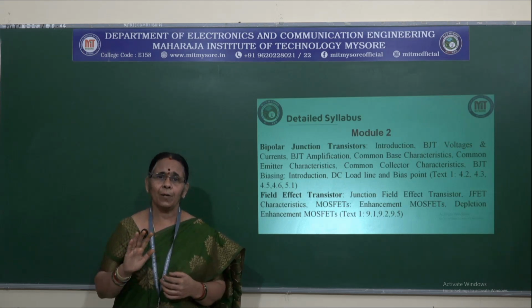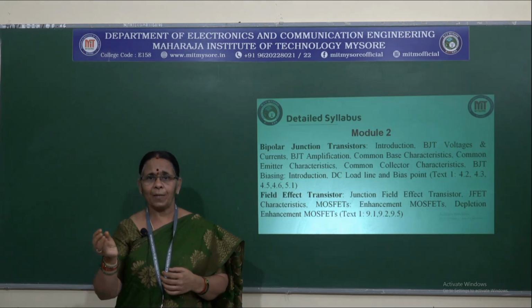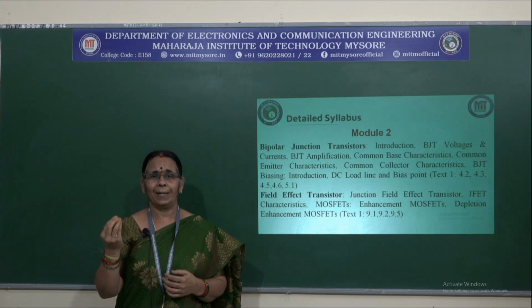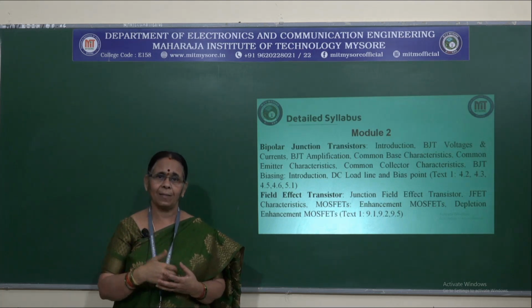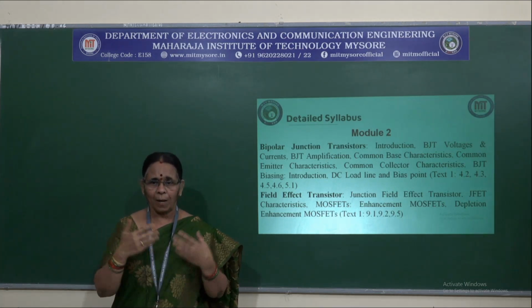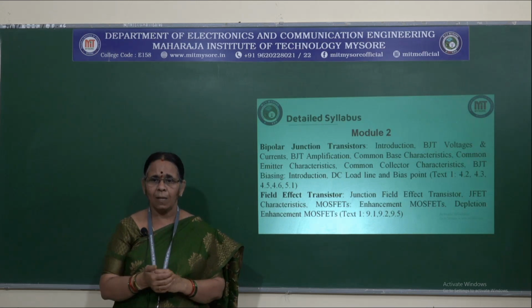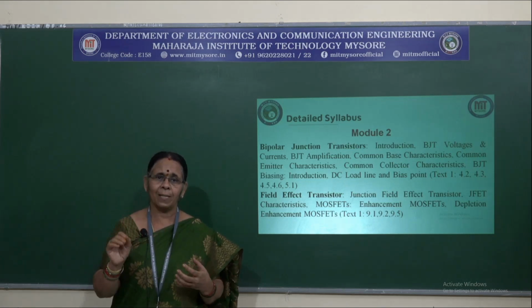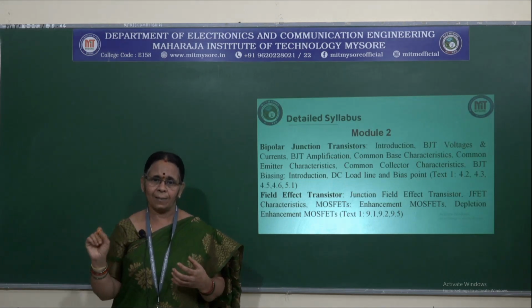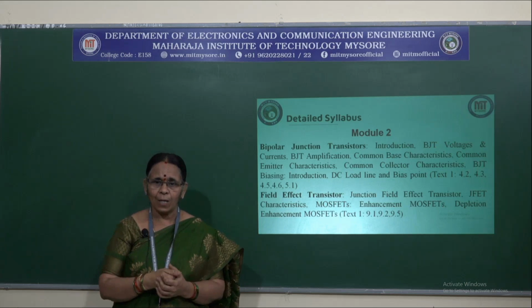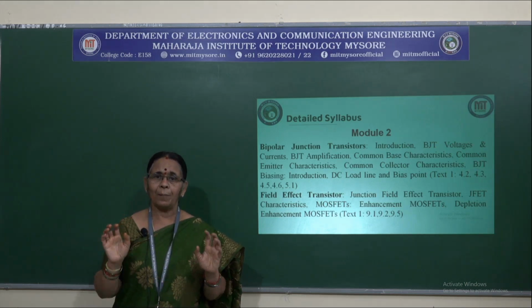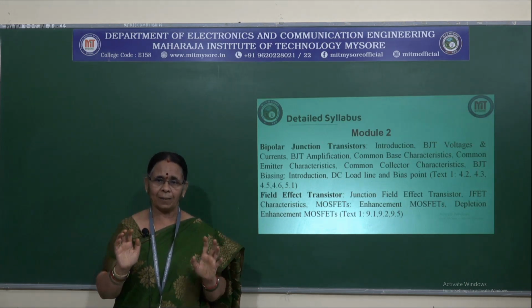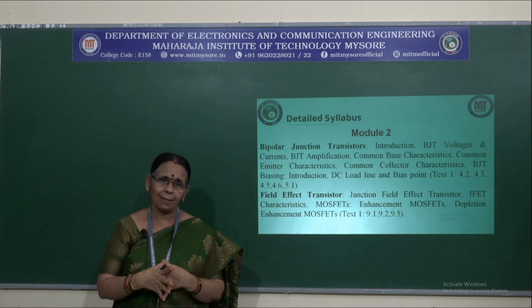Then coming to the second module, the next important component of electronic circuits is the transistor. It's a bipolar junction transistor. We will be introducing you to BJT voltages and currents, BJT representing bipolar junction transistor. So amplification of BJT, common base characteristics, common emitter characteristics and common collector characteristics.